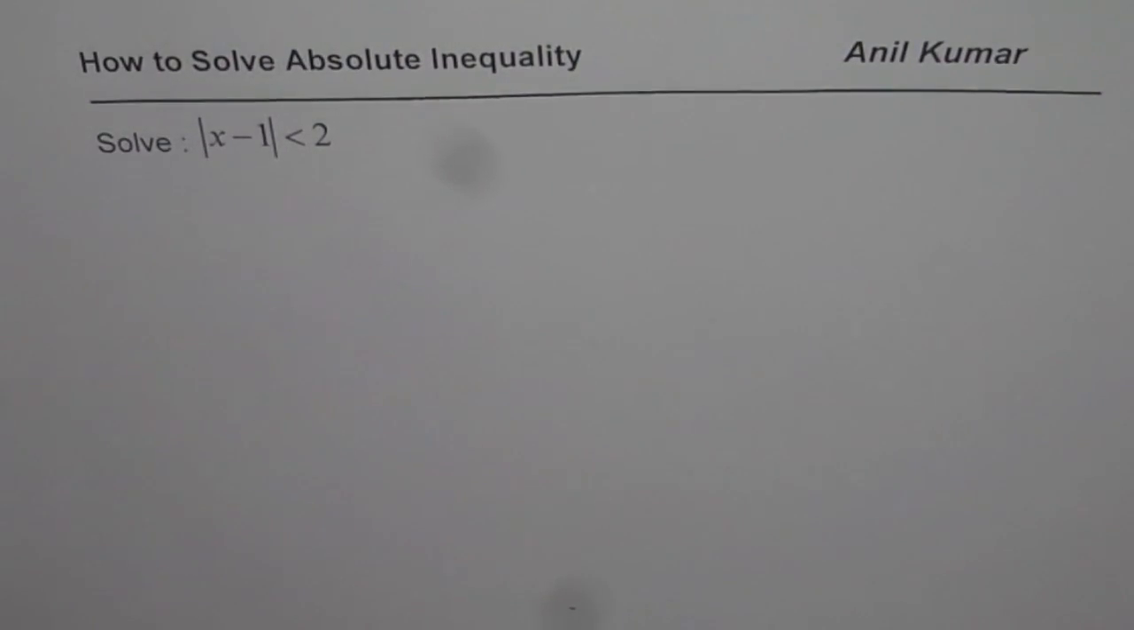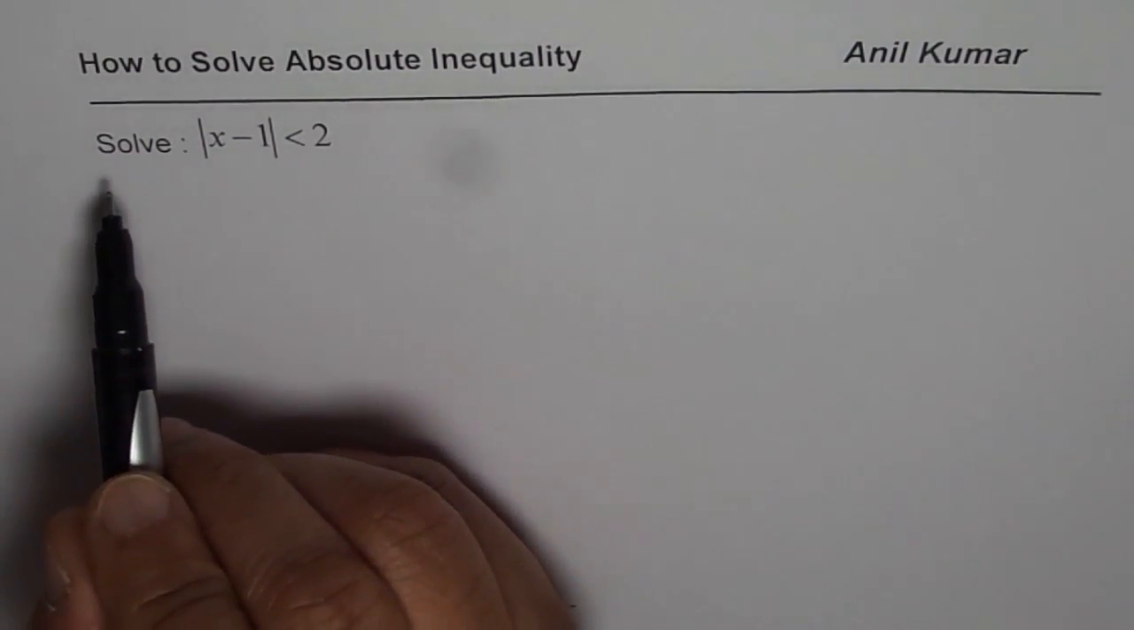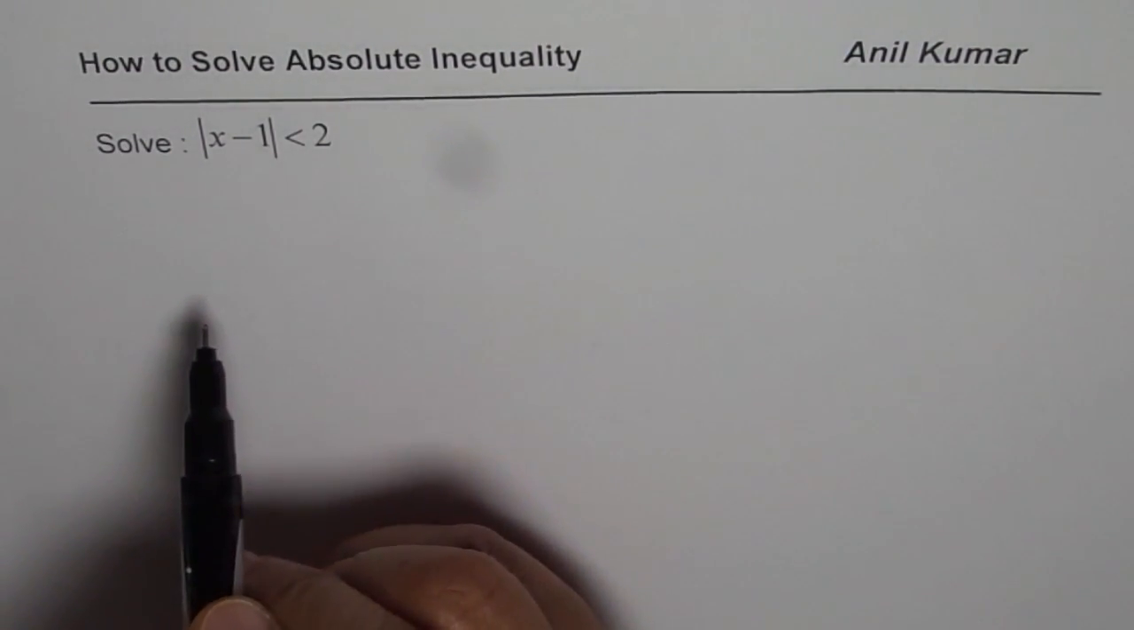I'm Anil Kumar, and in this video we will learn how to solve absolute inequality. Here we will see what happens when we consider less than. The question here is: solve |x - 1| < 2.